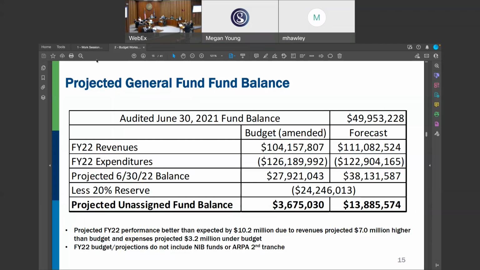So Councilmember Dworkin, to your questions, this is where all of that is working out on the revenue and expense side. If you take that and apply our 20% fund balance reserve, that means we're going to put $24.25 million aside and say that's committed, don't touch that. That leaves us at year end with about a $13.9 million unassigned fund balance. As we've talked, go ahead.